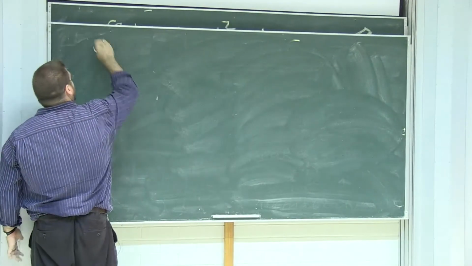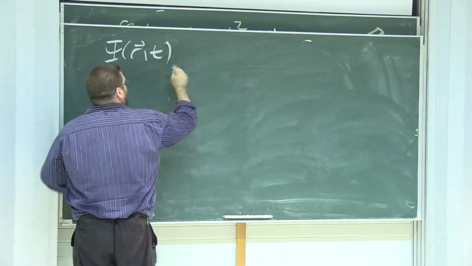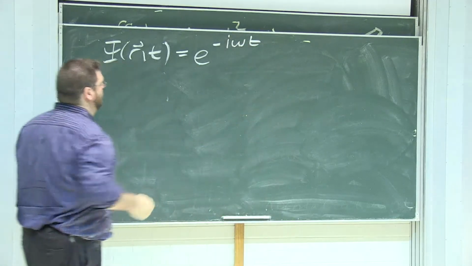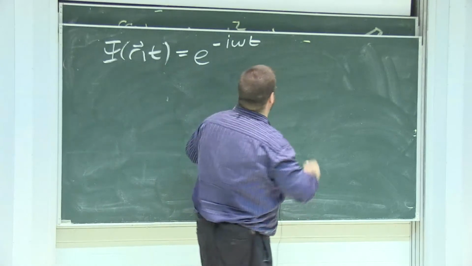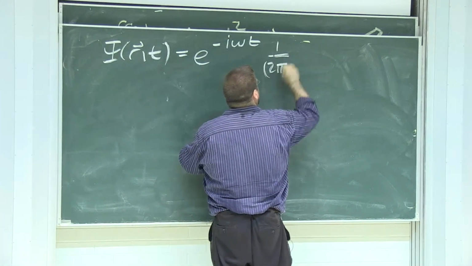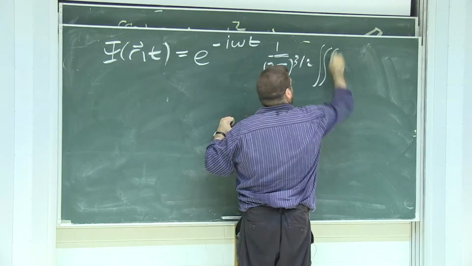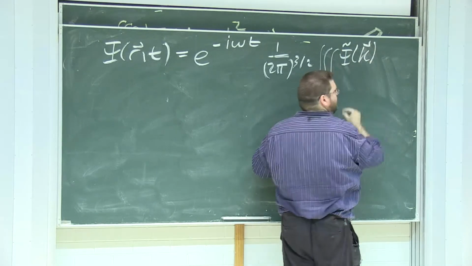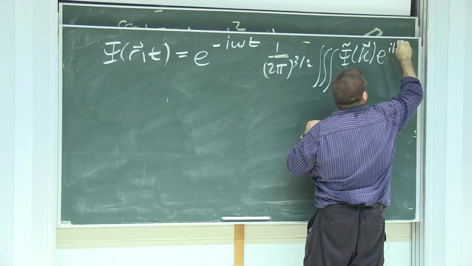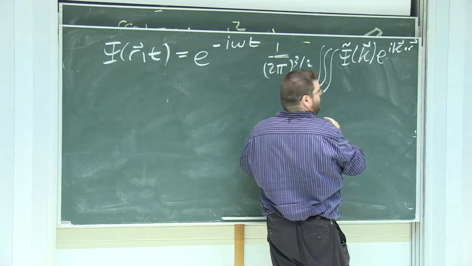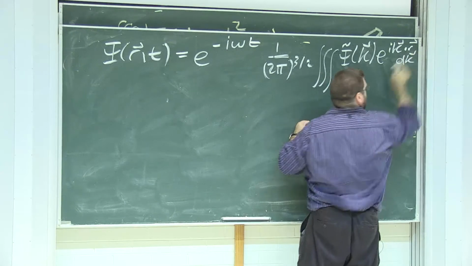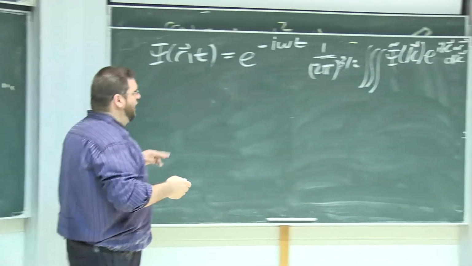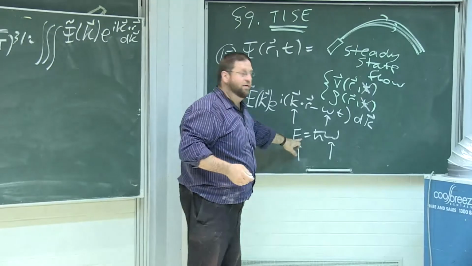So we've made a special case where e to the minus i omega t can be pulled outside the front of the integral. What's left? Well, we've got 1 on (2 pi) to the 3 on 2. We've got a triple integral, psi tilde of k, etc., e to the i k dot r, d cubed k, and that's it. Now omega is the same as E on h bar.